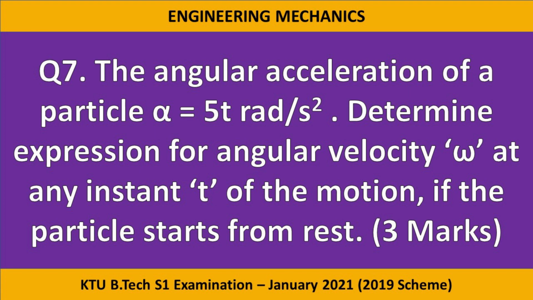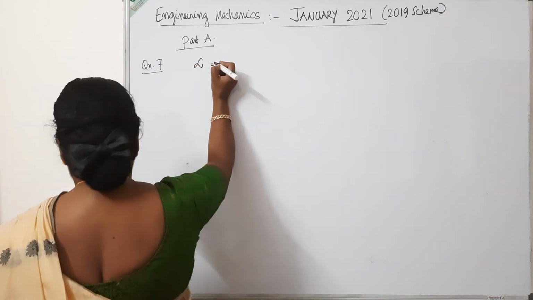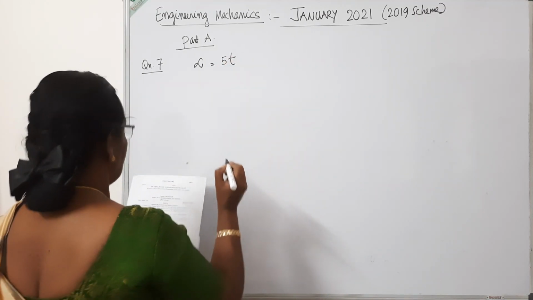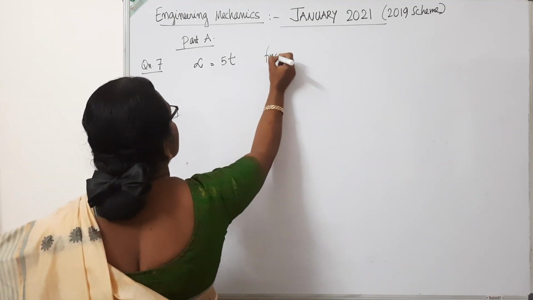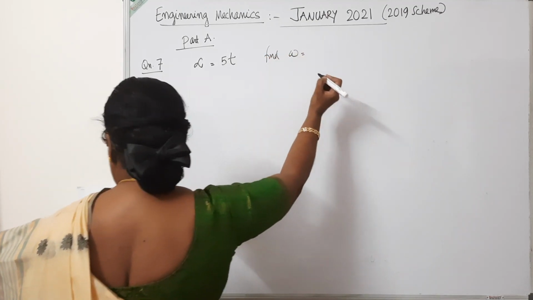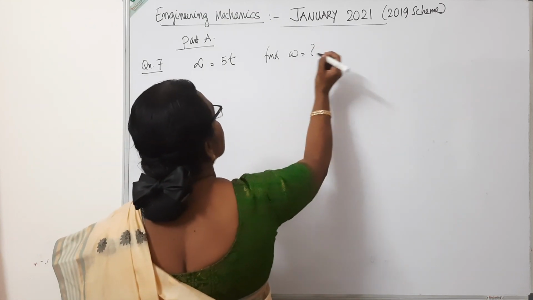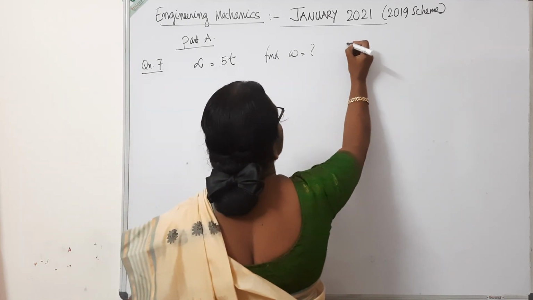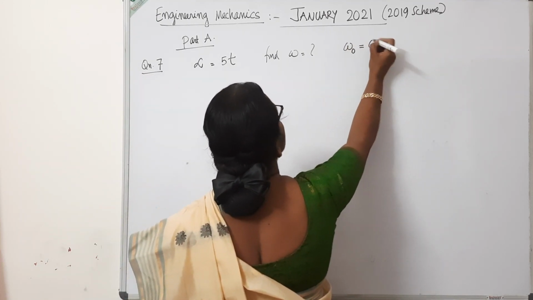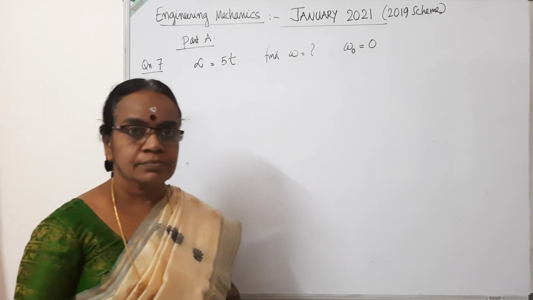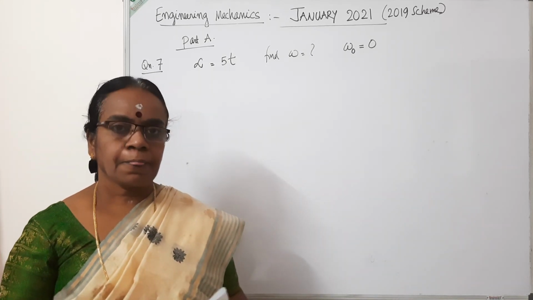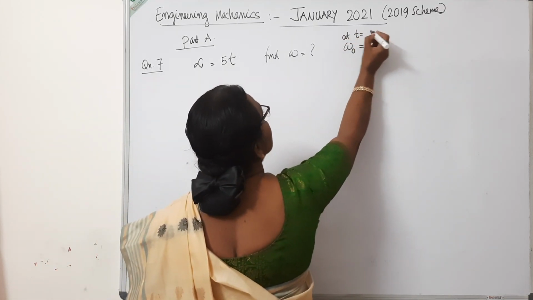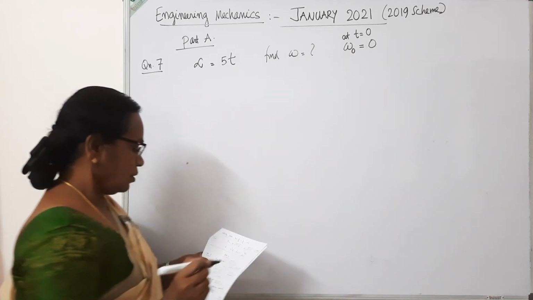So the question is, the angular acceleration alpha is given by 5t. Alpha is equal to 5t. We are asked to find out the angular velocity at any time t. The particle starts from rest. So initial angular velocity is equal to 0. So this is the question. At t equal to 0, the initial velocity is equal to 0.